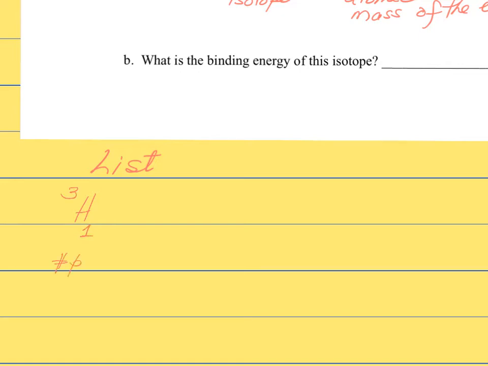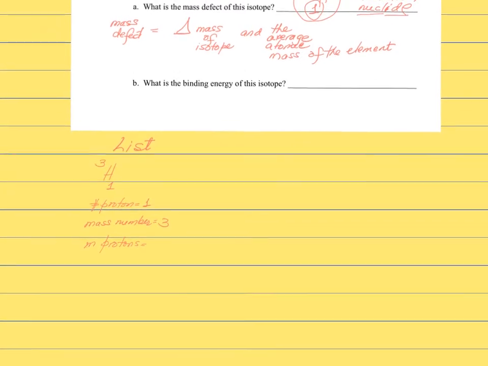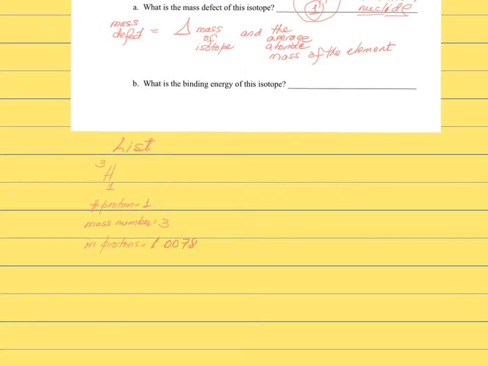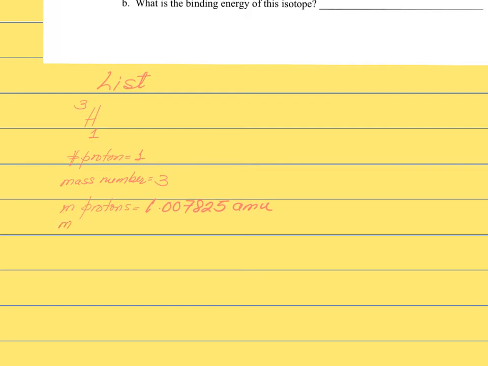So this is my isotope notation. Number of protons equals 1. Mass number equals 3. Mass of a proton is 1.007825 atomic mass units. Mass of a neutron.